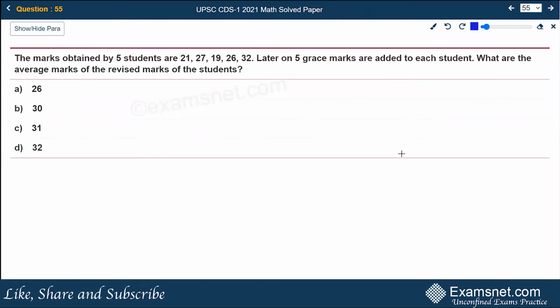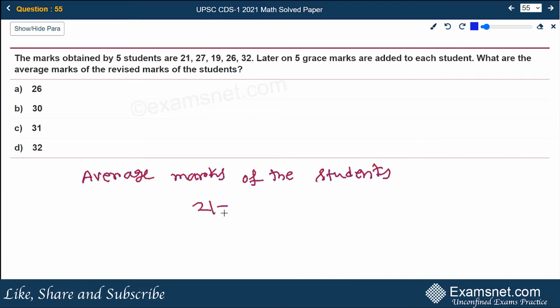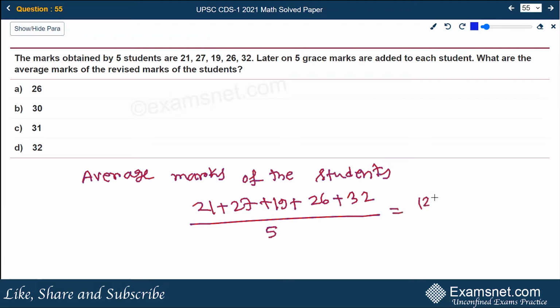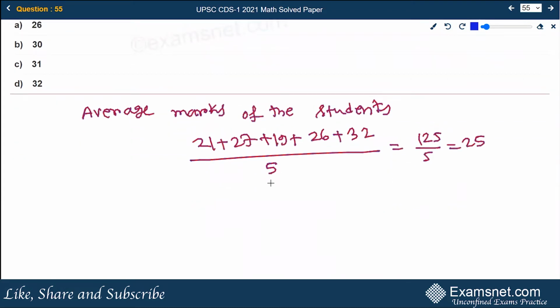In question number 55, we are given the marks obtained by 5 students: 21, 27, 19, 26, 32. Later on, 5 grace marks are added to each student. What is the average of the revised marks of the students? So first of all, the average marks of the students is 21 plus 27 plus 19 plus 26 plus 32 by 5, which gives us the result 25. Now, if 5 grace marks are added for all of them, all the numbers will be increased by 5, right?